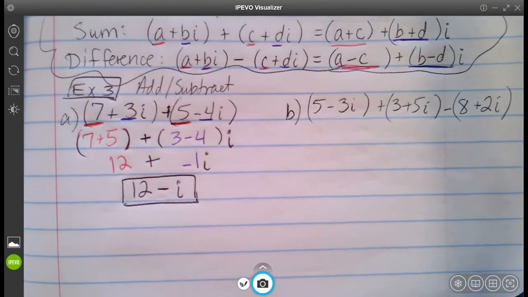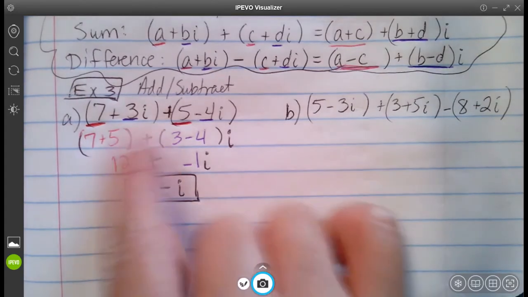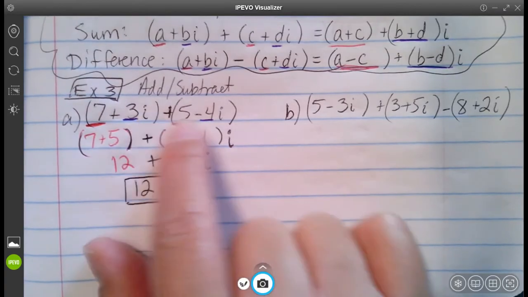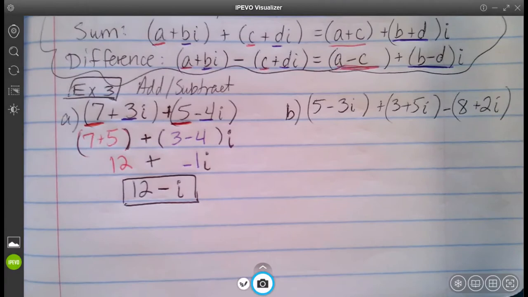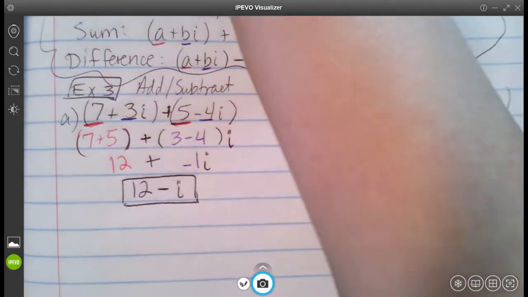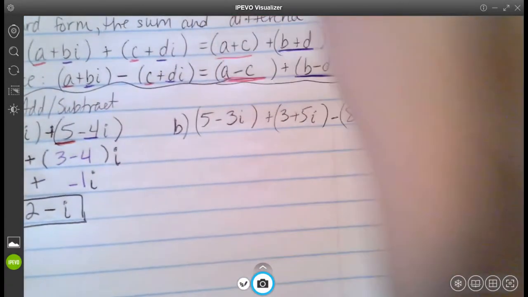And that is it. You might notice, if you look at them for a while, you can probably figure these out just by looking. 7 plus 5 is 12. 3i minus 4i is negative i. We just want to show you all the steps though, okay? Let's look at letter B. This one's a little bit more complicated.